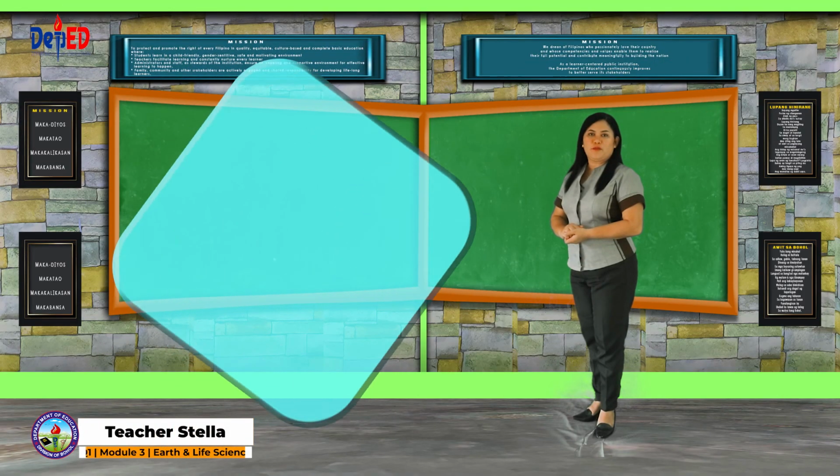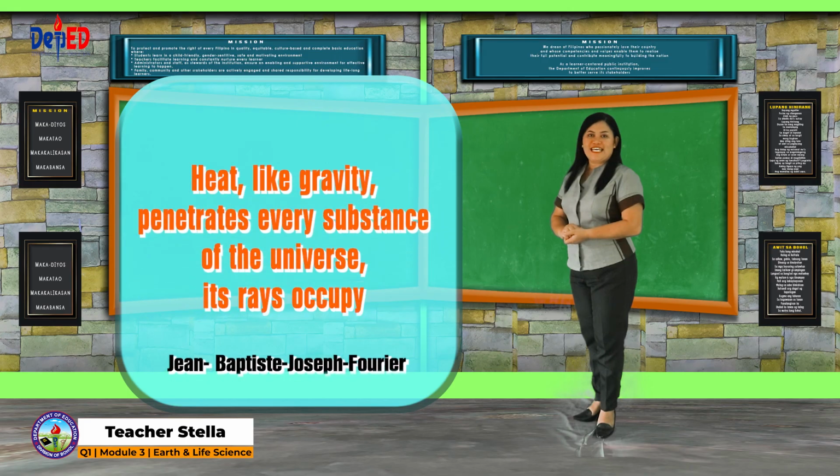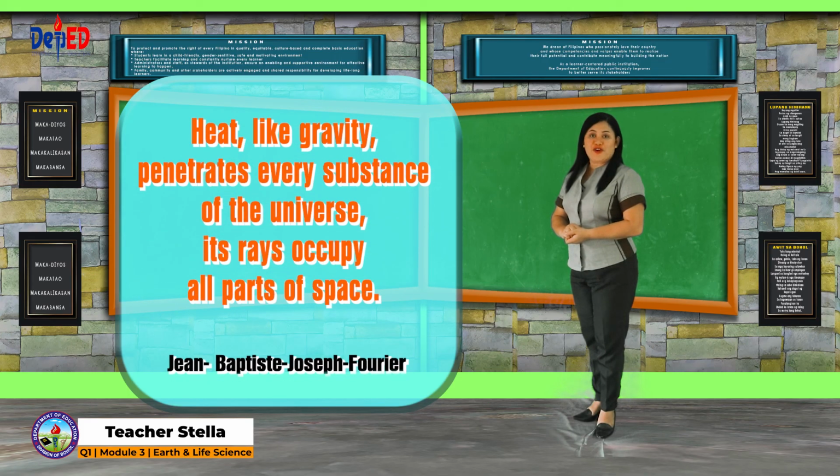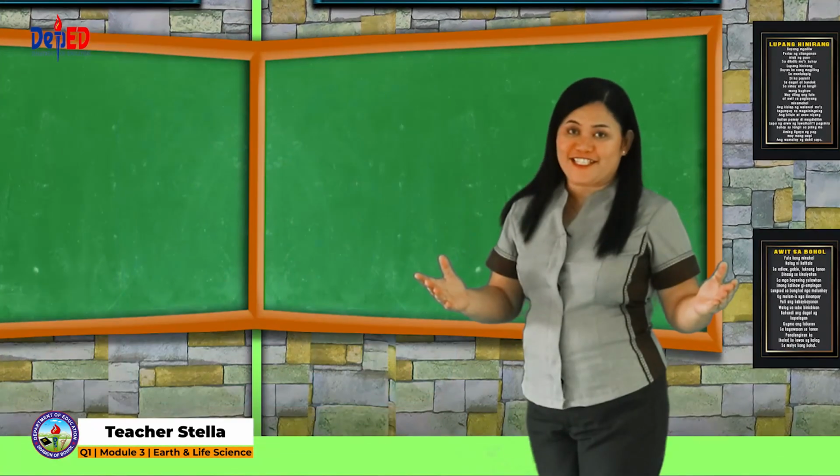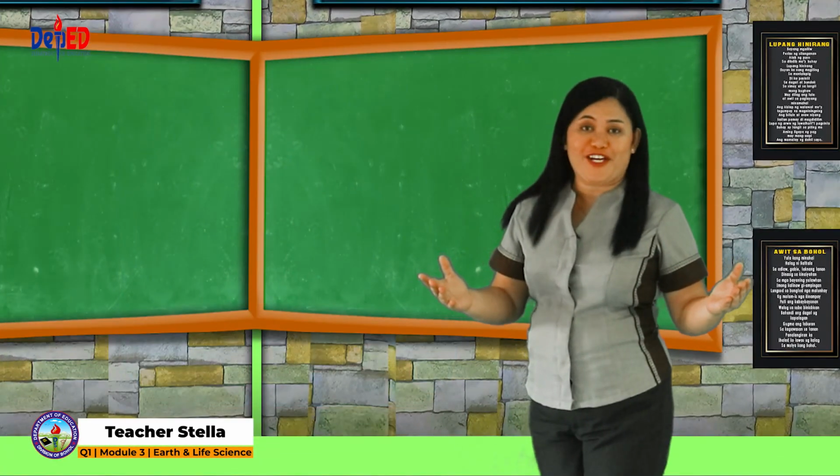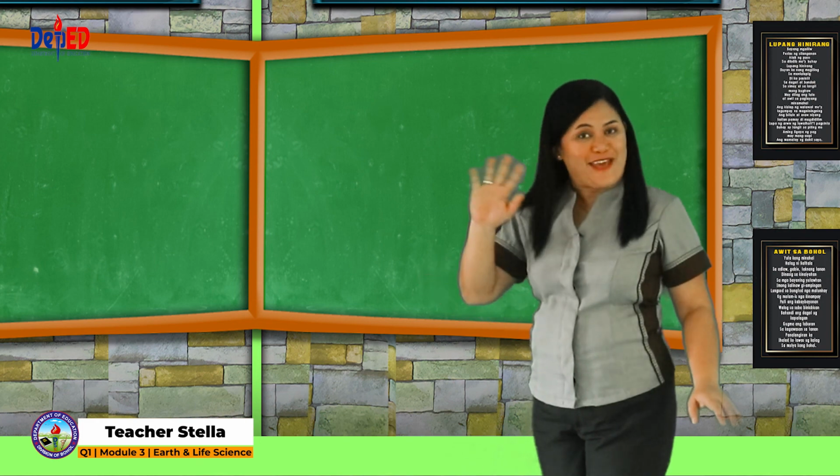According to Jean-Baptiste Joseph Fourier, heat, like gravity, penetrates every substance of the universe. Its rays occupy all parts of space. That ends our lesson for today on Earth's internal heat. Bye-bye!